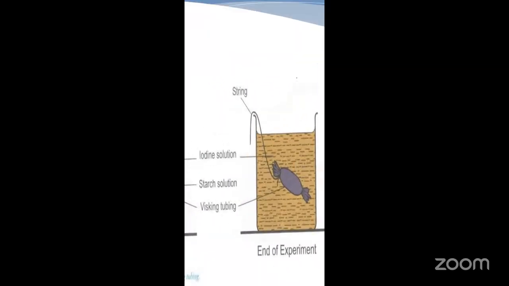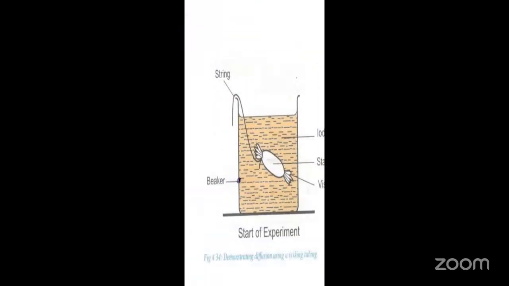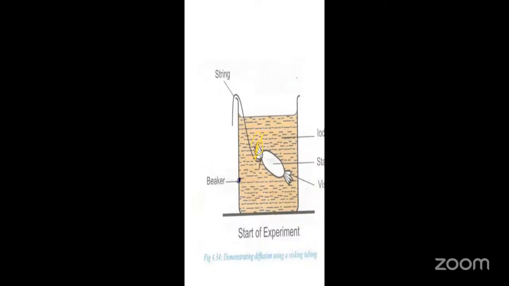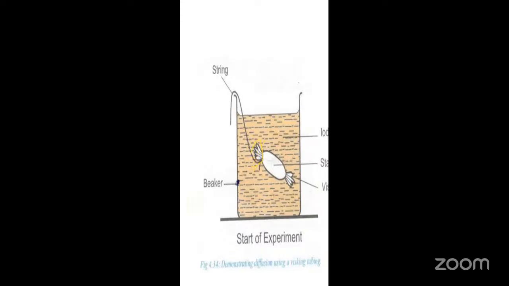What is the procedure? Tie one end of the whisking tubing using a thread. So unachukua whisking tubing, unafunga side moja, okay? You tie it on one side using a thread or a string, the way they have done here. So ukiangalia hapa utaona kuna hiyo part, it has been tied. So when you tie one end, what is the next step in the procedure?